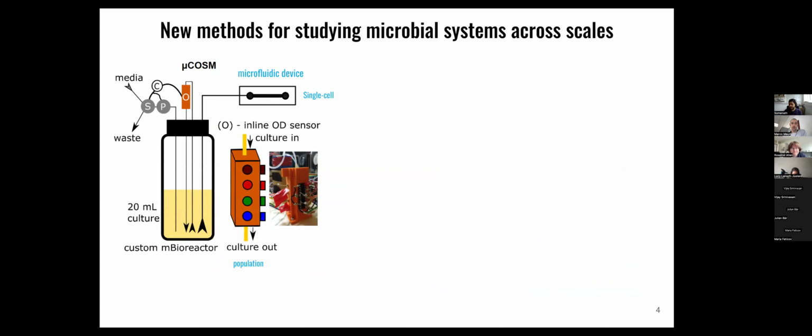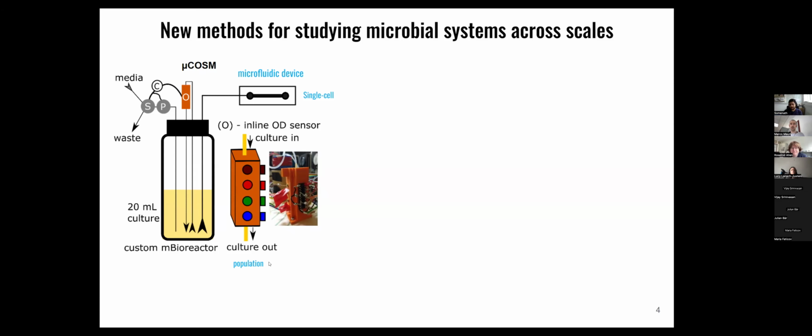We have recently developed a platform called Microcosm, where we can use a microfluidic device as an inline sensor and look at the dynamics of cells in a connected culture, but at a single cell level. We have developed an inline sensor where the culture is continuously pumped through, and we have several optical sensors to detect the density and fluorescence of the culture as it passes through. So we get continuous measurements without having to stop the culture shaking, etc. This enables us to link the dynamics at the single cell level with the population level. But this is short-term dynamics.